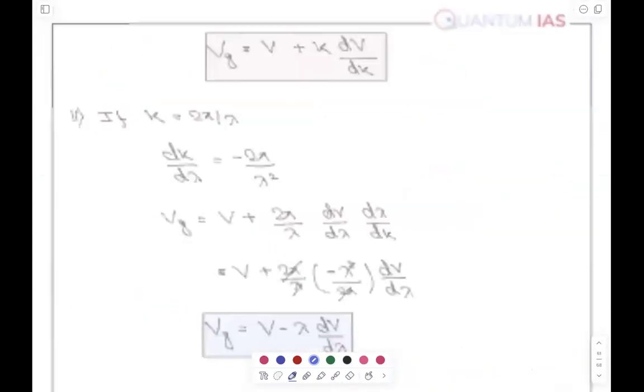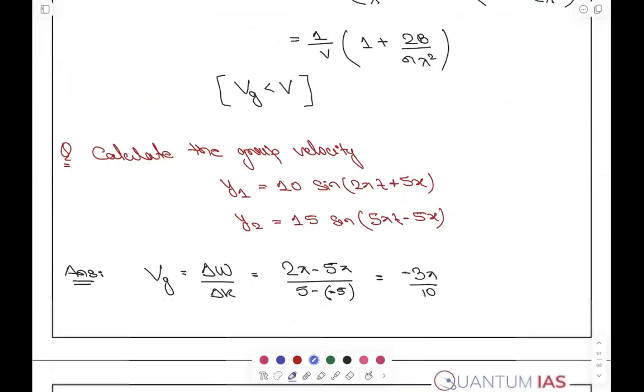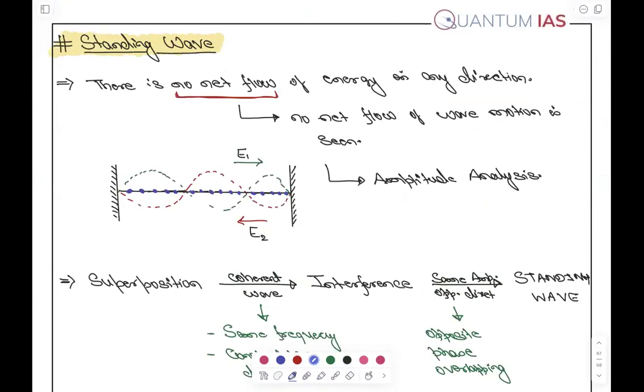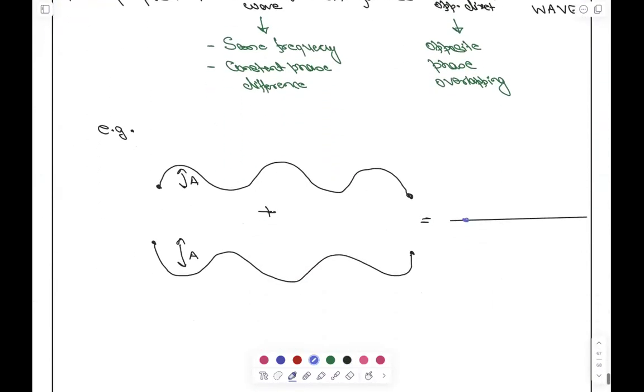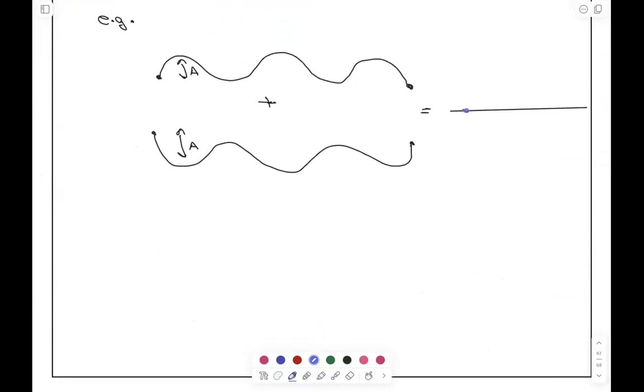Yes, no, please raise your hand if you understood this. Two things you should understand. First, it should be a coherent wave, and second, the energy transfer that is taking place is nothing but the amplitude analysis only. ठीक है? Okay.